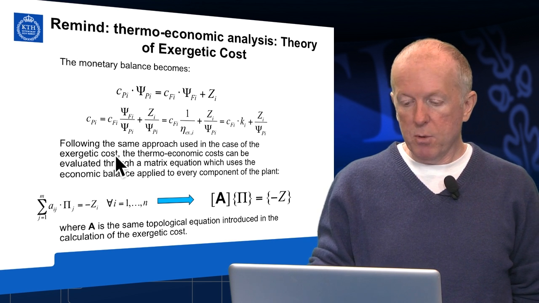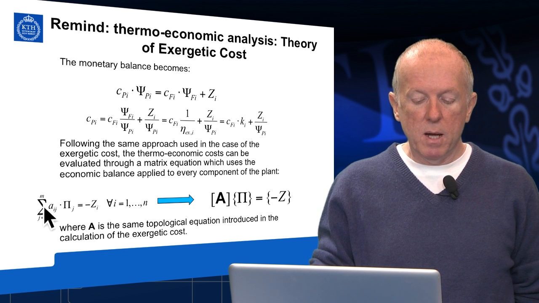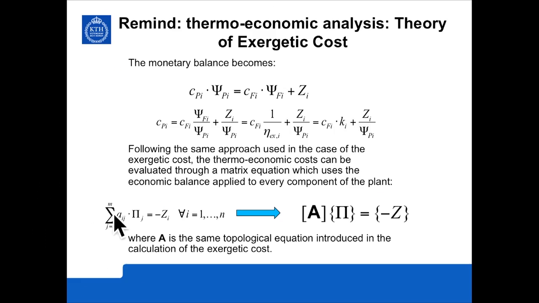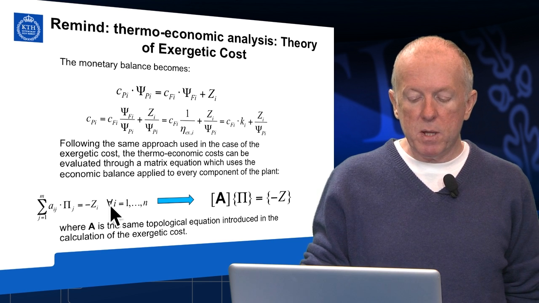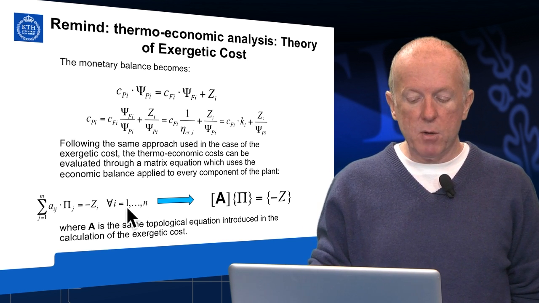So the balance, as you see in the way that we have written it, is equal to the sum over the flows of the parameter aij, with the same meaning as the parameter that we have already seen in the exergetic cost equation, times pi_j, so the term economic cost of the flow belonging to the component, belonging to the system. These are equal to minus, because of the balance, the investment cost Z goes to the other side of the equation, so minus the recovered investment cost of the component i. This is a balance equation of term economic cost that has to be written for all the n components of the system.